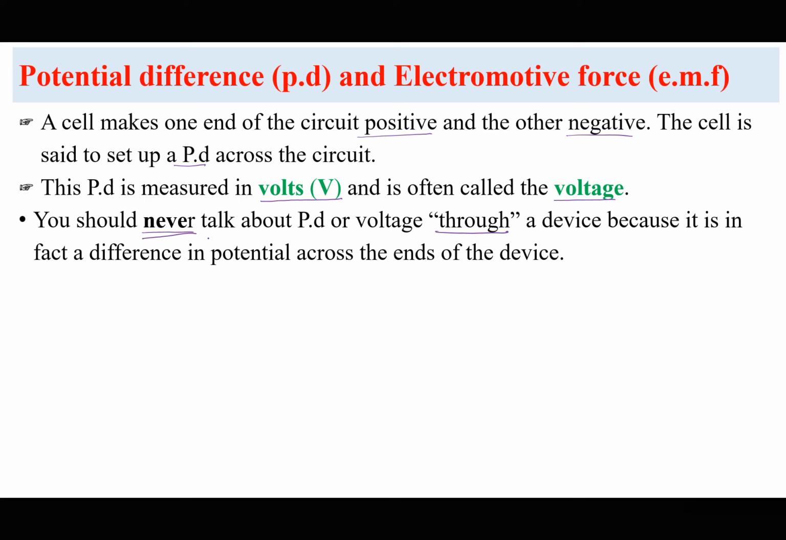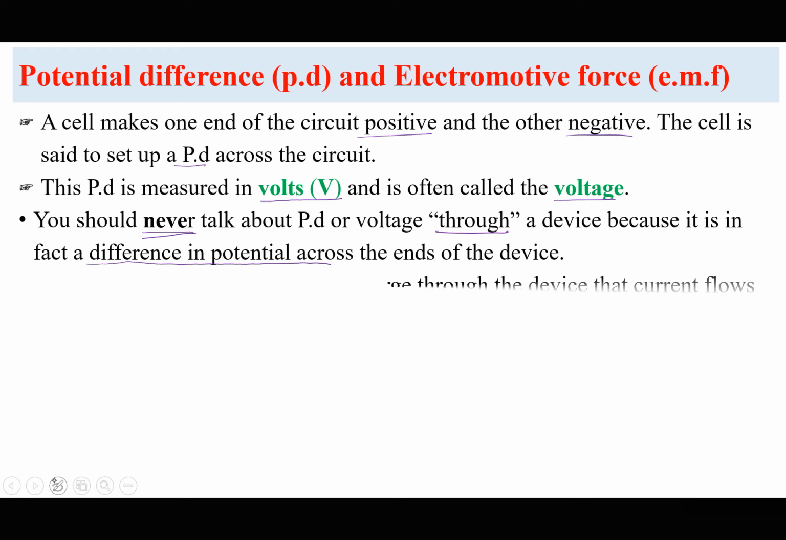Because when a cell is connected across a circuit, it makes one end positive, another end negative. And the difference in potential is what we call potential difference. So potential difference is between 2 points. We can't say potential difference through 2 points. No, potential difference between 2 points. There's a difference in potential between 2 points. So you should never talk about PD or voltage through a device because it is in fact a difference. This is a difference in potential across the ends of the device.